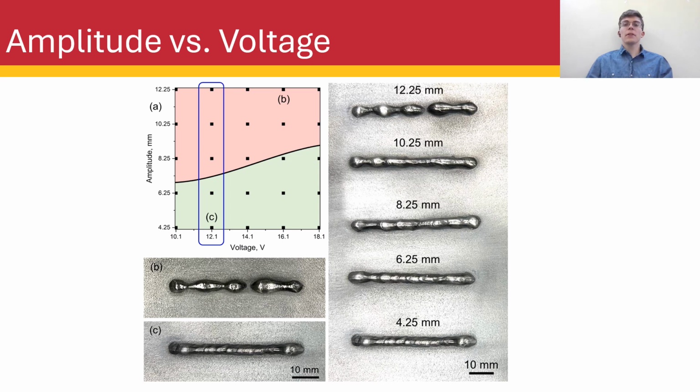The next parameter tested was voltage and how it is affected by several amplitudes. The 5 highlighted tracks occurred at a voltage of 12.1, with an acceptable level of humping occurring at an amplitude of 6.25 millimeters and below. The worst case of humping, track B, now contains a discontinuity, another side effect of humping within a single track deposition.